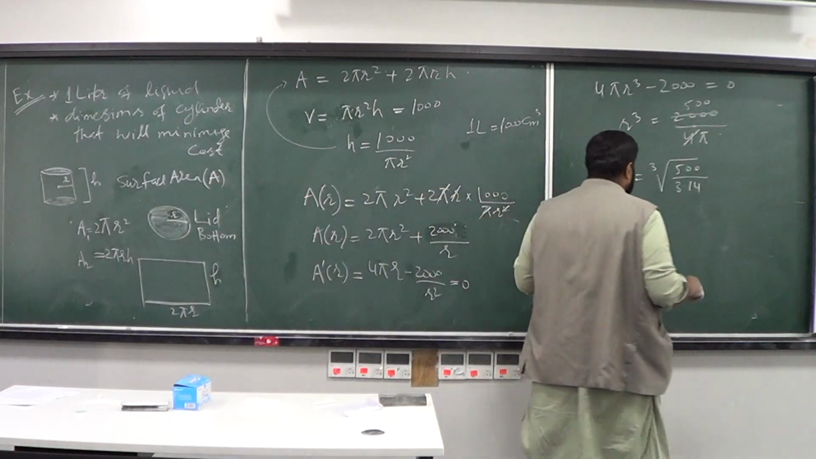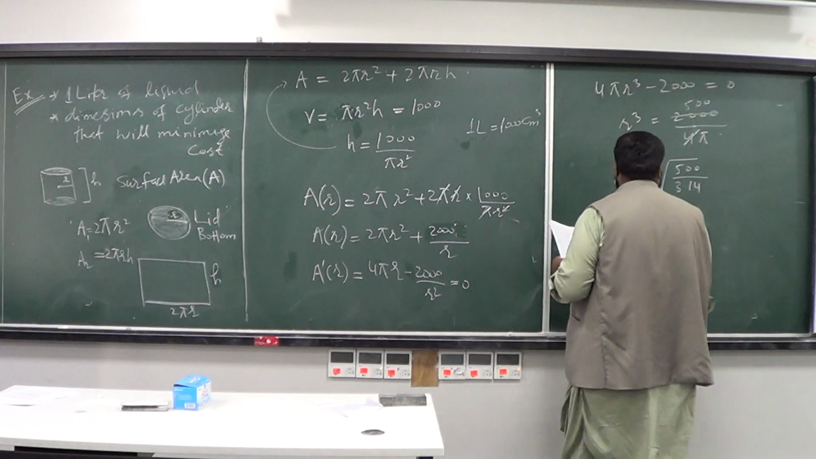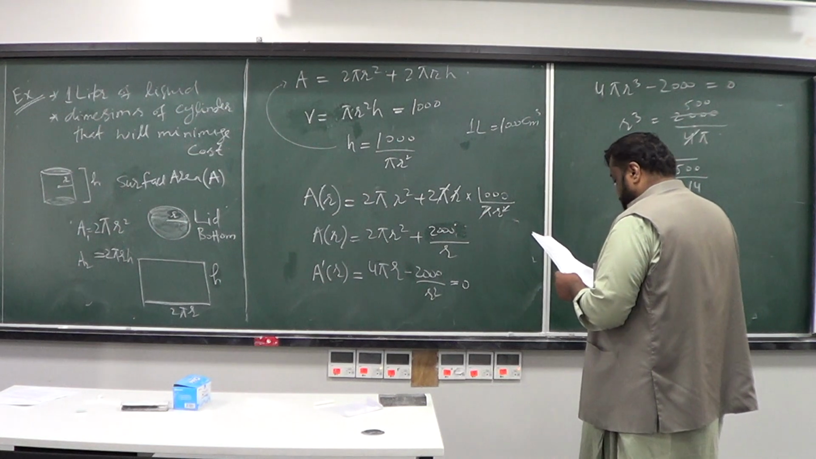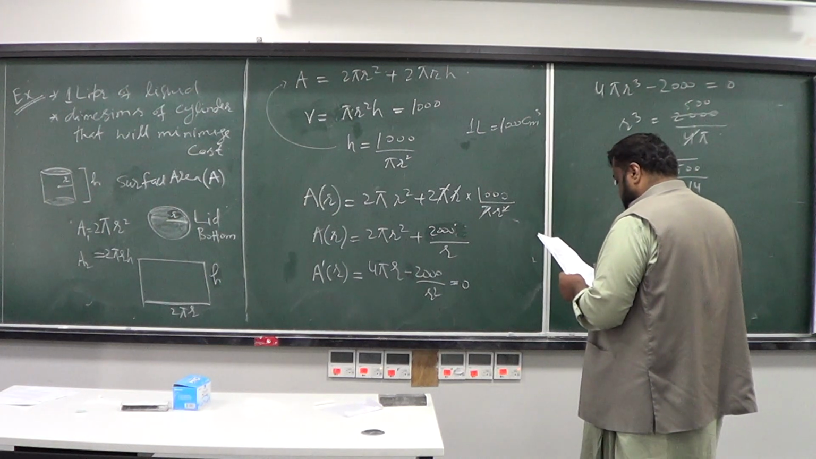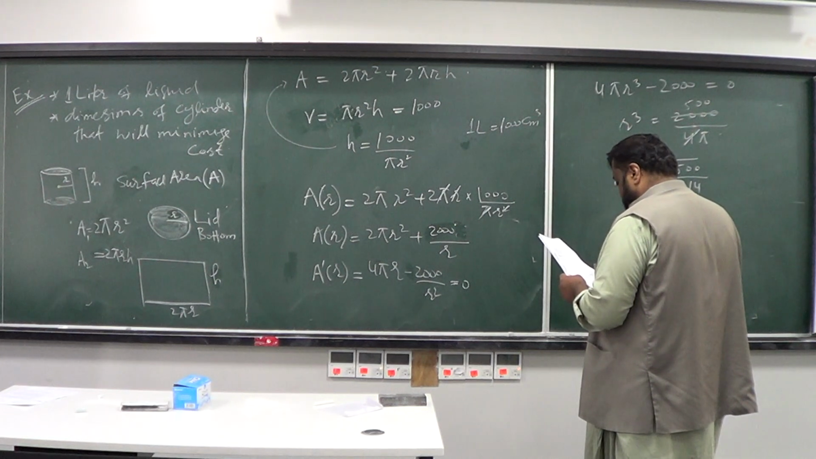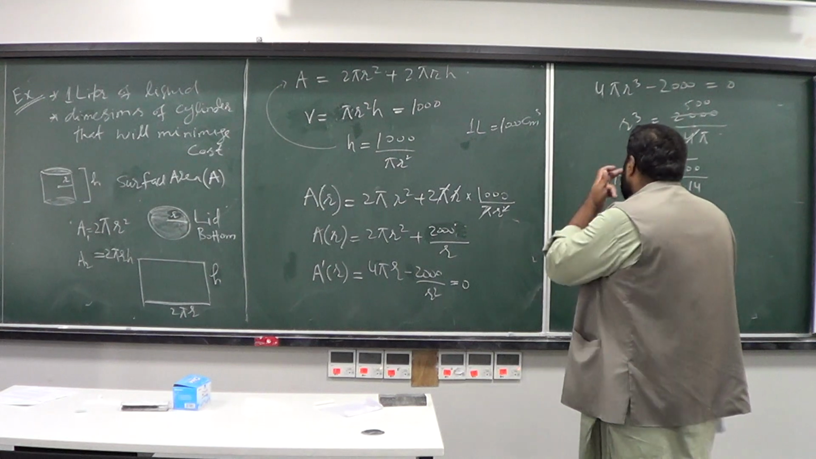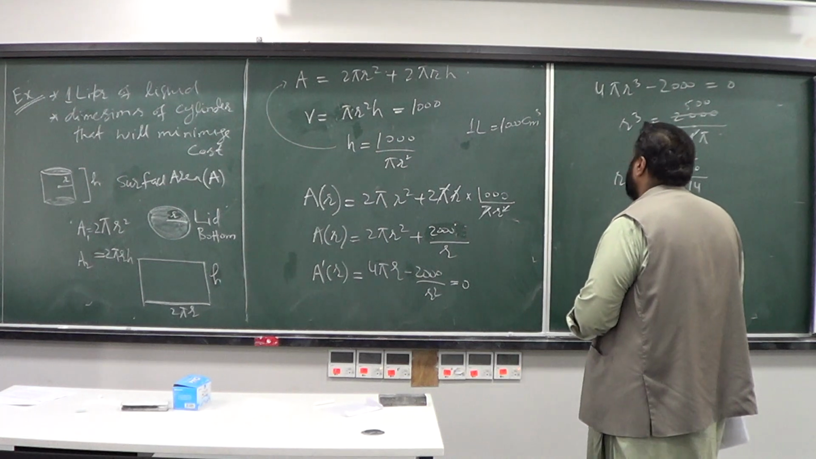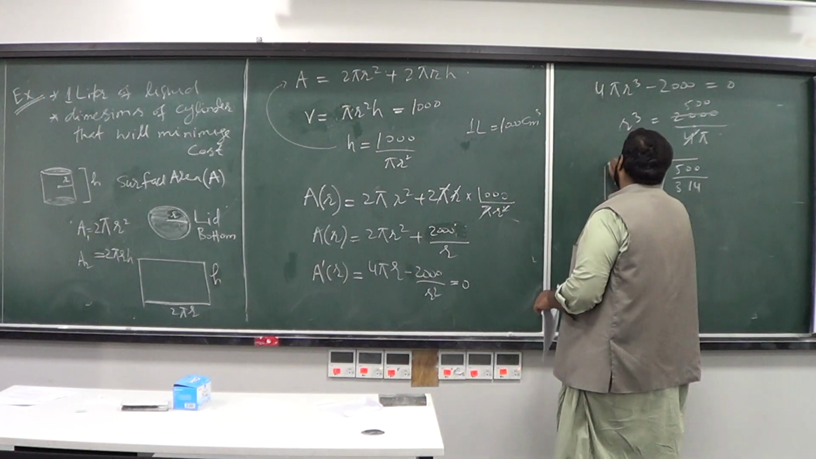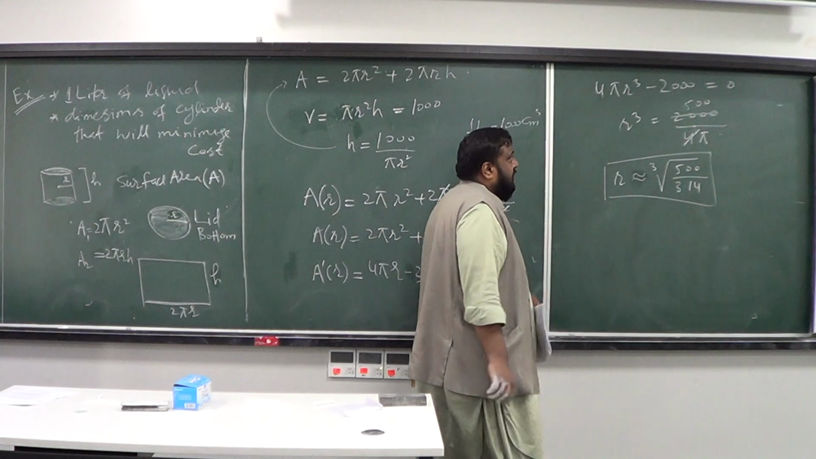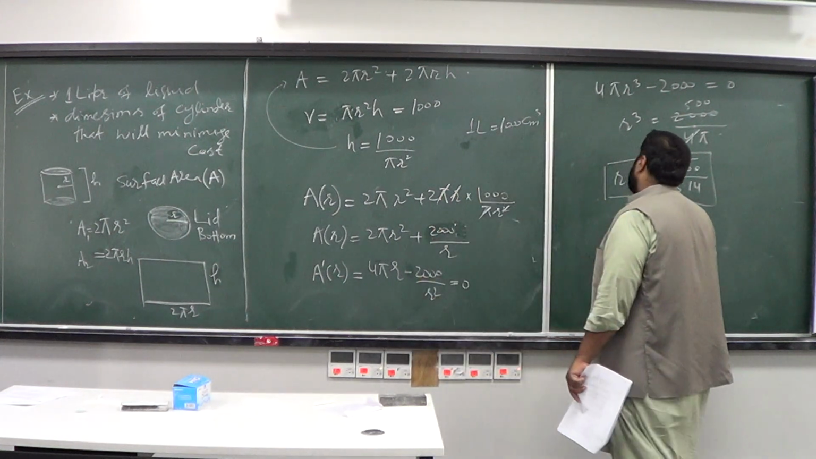Approximately, this is going to be the result. So what should we do then? That's a critical point actually. That's a point where A prime becomes 0.